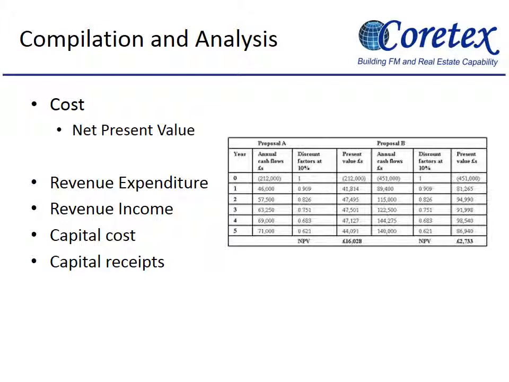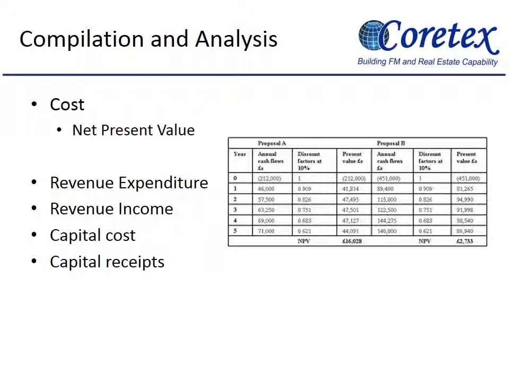Okay, revenue cost. Perhaps there's some sublease income to come in. Your capital cost: do you have to expend capital money on works, fit out, buying buildings, etc.? Does your option include any receipts from disposal of property? And then you compare the results.